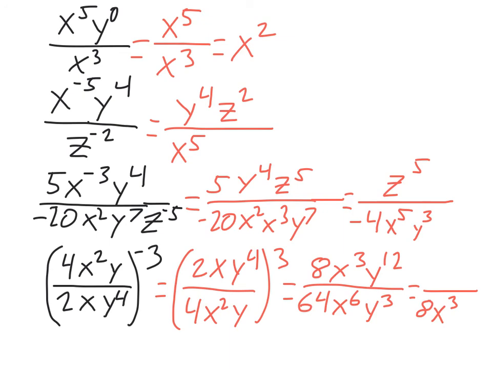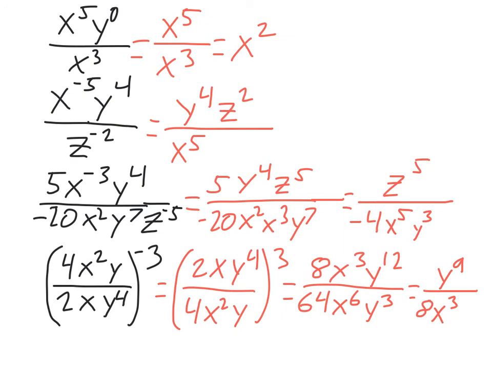Then y to the 12th over y to the third, subtract the exponents, 12 minus 3 is 9. Y to the 9th. It's positive, so it goes on top. When you subtract the exponents, if it's positive, it goes on top. If it's negative, it goes down bottom. So that's our answer. Y to the 9th over 8, x to the third.